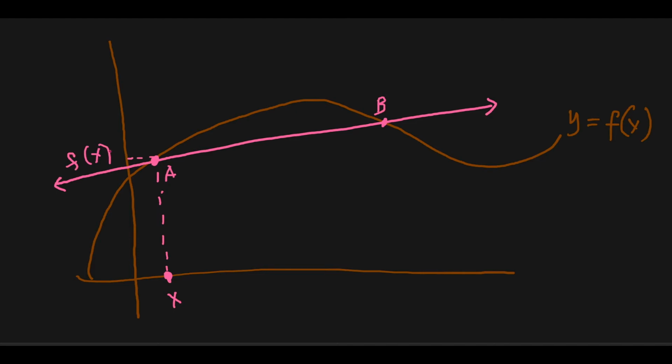In advanced algebra, we know that f of x is also the same as y. So we now have 2 values for A. The coordinates of A will be x and f of x. Our next job is to find the coordinates of point B.